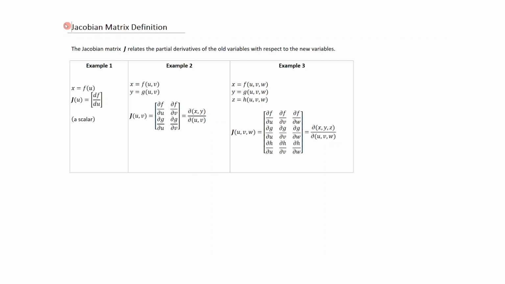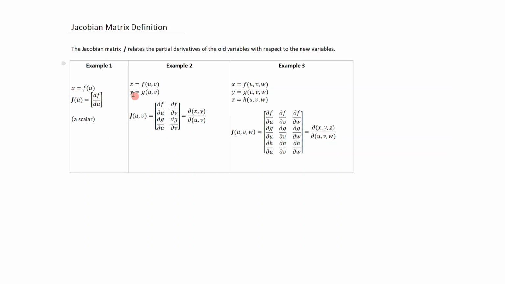Three examples shown here correspond to the single variable case, the two variable case, and the three variable case. In the first case, we're going to let x be some new function of u. In this case, the Jacobian matrix would be just the derivative of f with respect to u. And this is a scalar, because this is just a scalar equation.